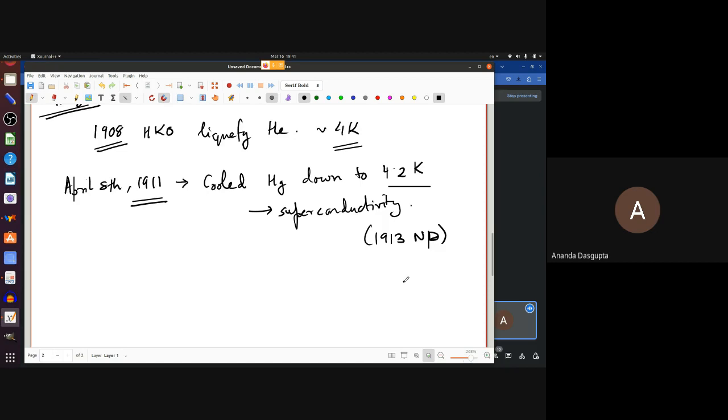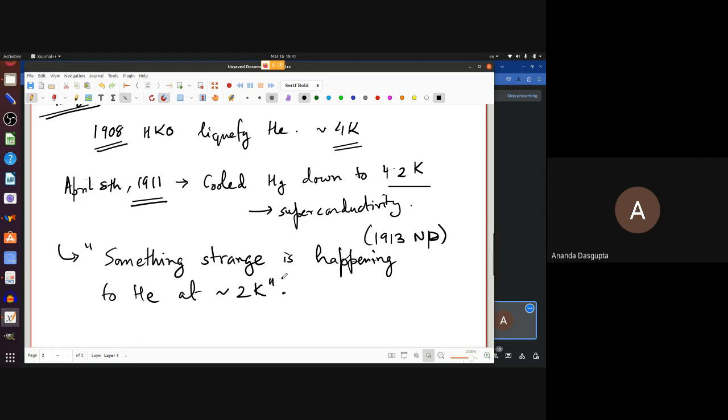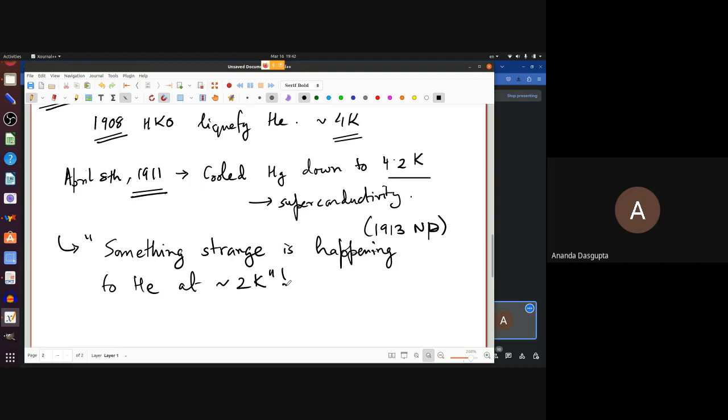But something else also happened on the same day, April 8th of 1911. What Kamerlingh Onnes noted in his lab notebook on that day is this: something strange is happening to helium at around 2 Kelvin. In fact, although he did not realize it at that time, what he was observing was the superfluid transition of helium, that is, the transition from normal liquid helium to superfluid helium, for the very first time. This is really not appreciated that much. But funnily enough, these two phenomena, superconductivity and superfluidity, were discovered on the very same day, in the very same place, by the very same person.